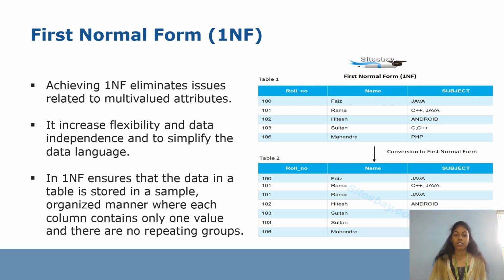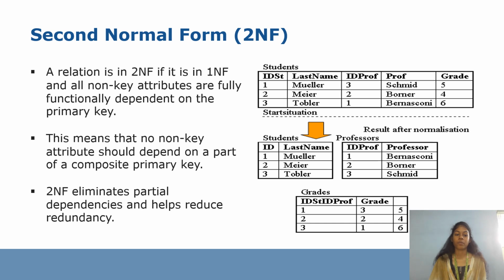Next, second normal form. A relation is in 2NF if it is in 1NF and all non-key attributes are fully functionally dependent on the primary key. This means that no non-key attribute should depend on a part of a composite primary key. 2NF eliminates partial dependencies and helps reduce redundancy, and this is the example for the second NF.